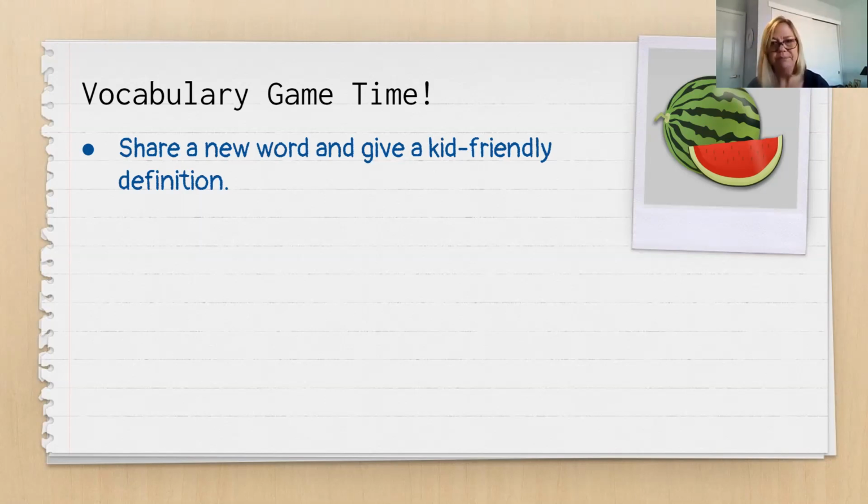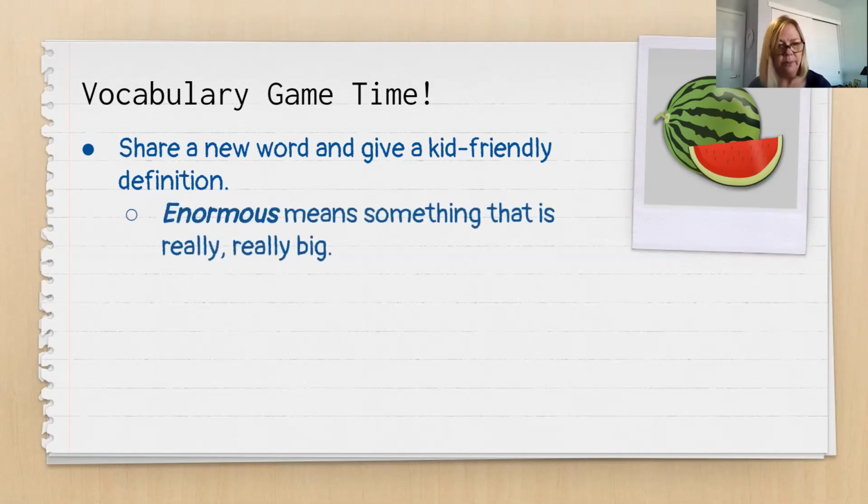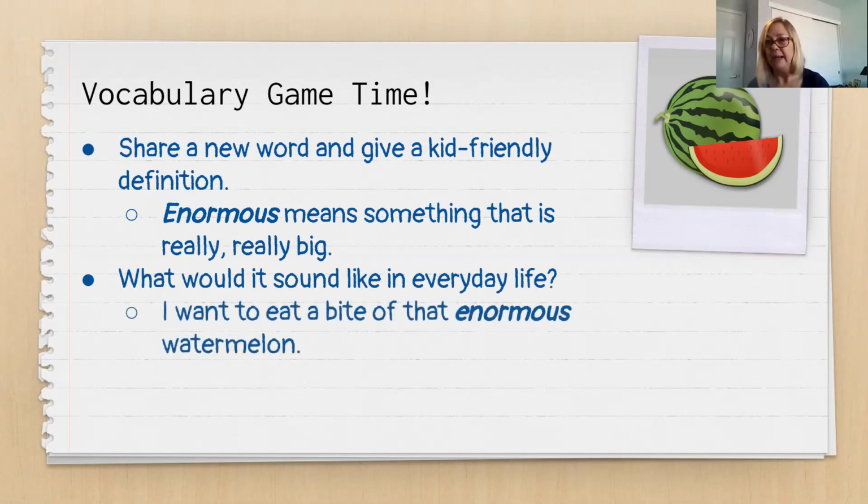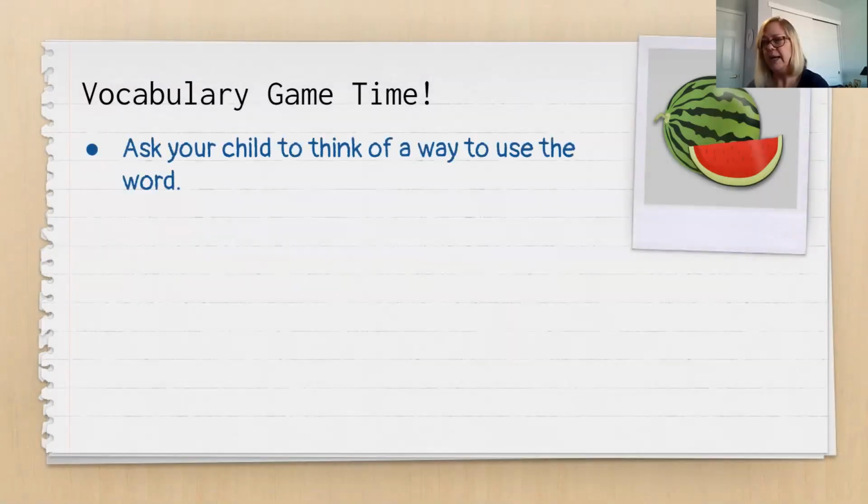Here's an example. Enormous. Enormous means something that is really, really big, kind of like the watermelon you see. You might ask your child, what would it sound like in everyday life? And you might ask them to tell you, and if it's a tricky one, you might give them an example. I want to eat a bite of that enormous watermelon. Then ask your child, what would it sound like in everyday talk?